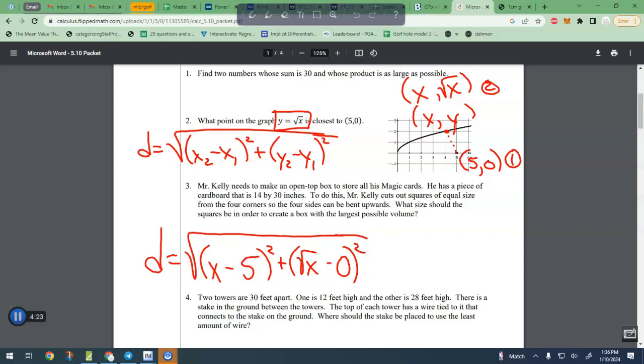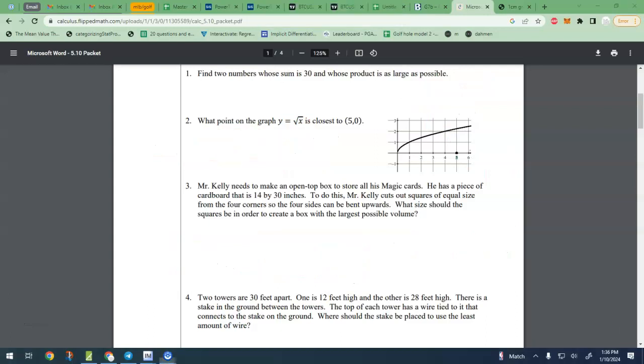Well, it's not that bad. So this is x squared minus 10x plus 25, and that's just x. Like square root of x minus 0 squared is just x, so it's not terrible. Alright, 3.